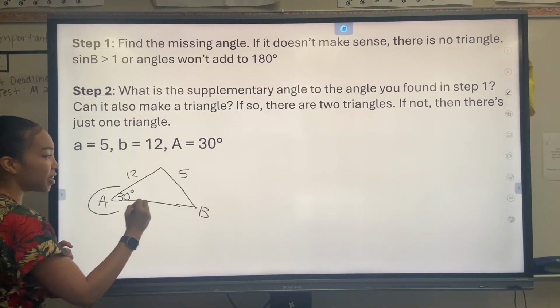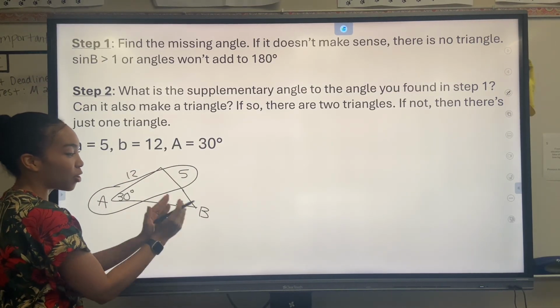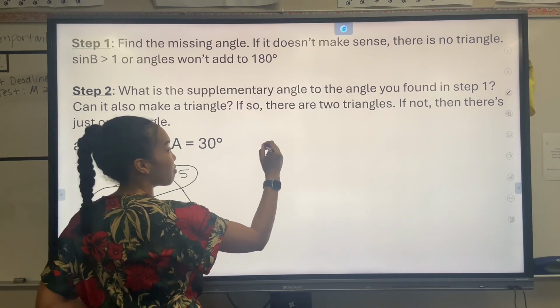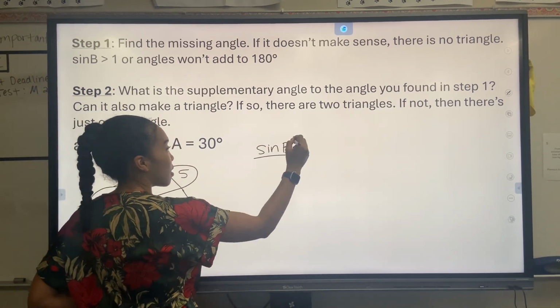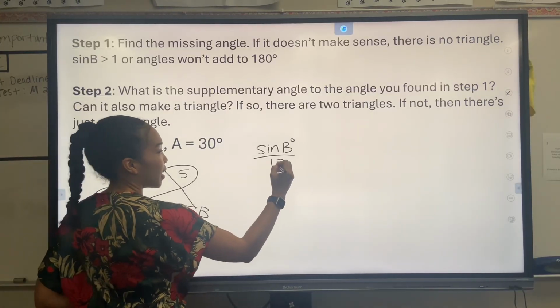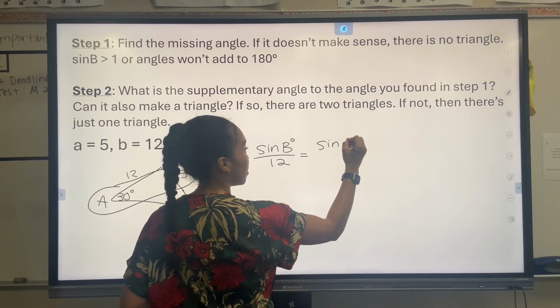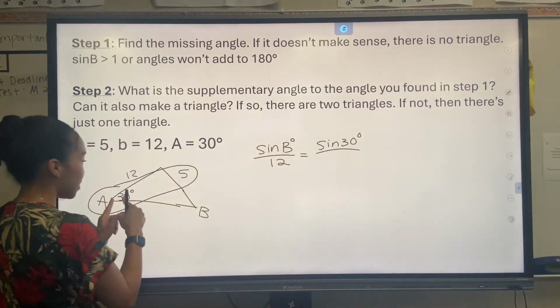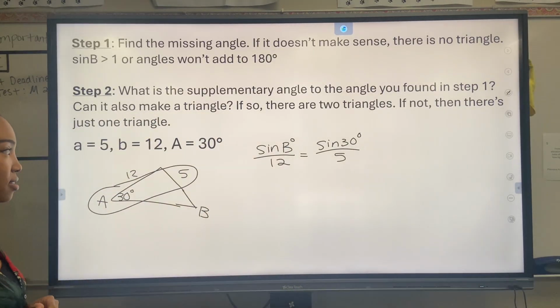I have a pair here. I have angle A and side A. I have side B, but I don't have angle B. So we need to find angle B. So that's sine B, and it goes over its side, and then I have sine of 30 degrees with its side, 5. So this is the law of sines.